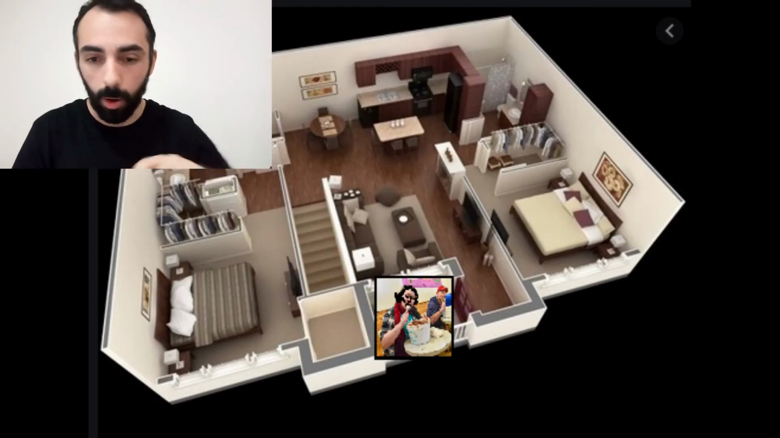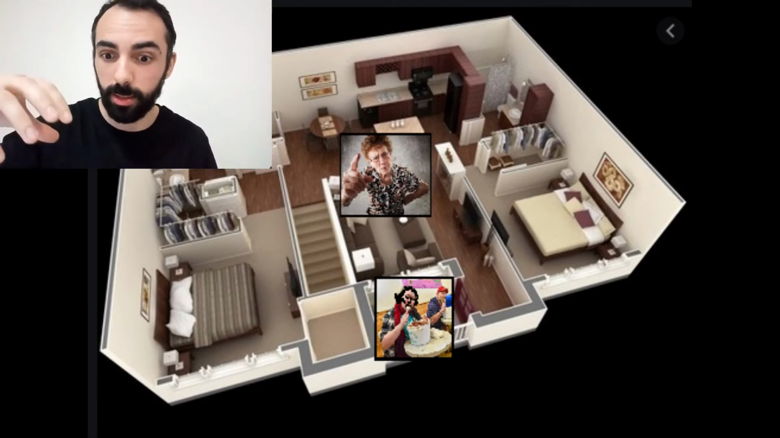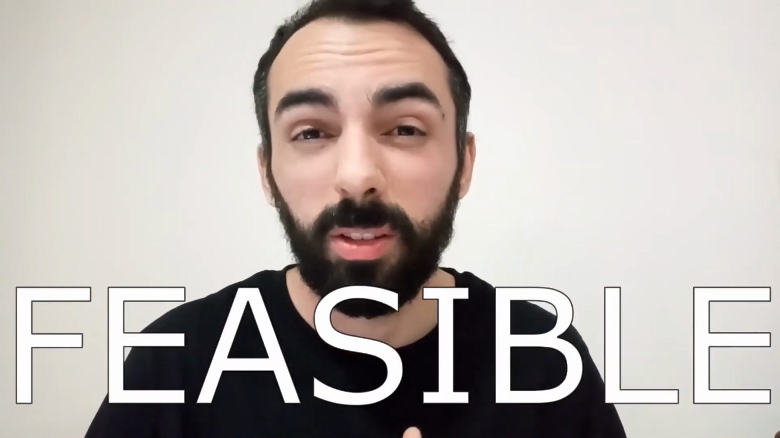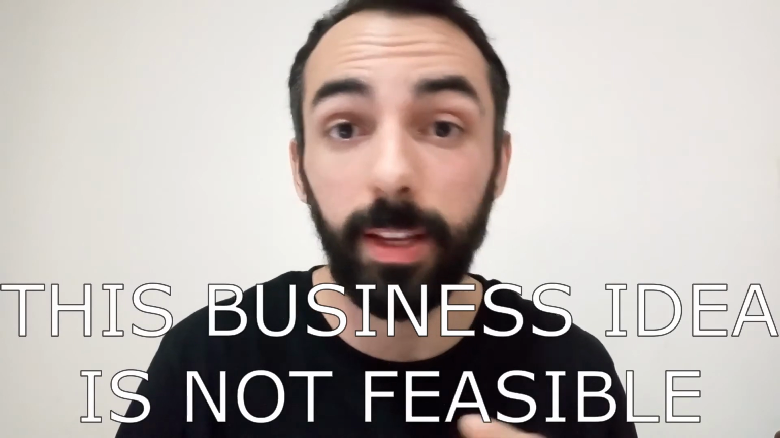So I'm going to place that image. Once I get into my house, I'll go open the door, there's the living room. And I have that person right in the living room, that image right in the living room. Cool. Third word. Third word is feasible. So let's make up a phrase here. This business idea is not feasible.